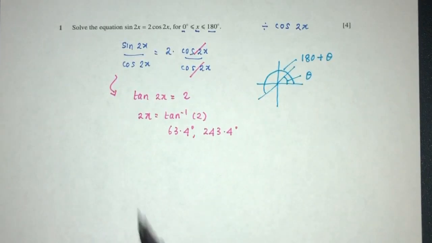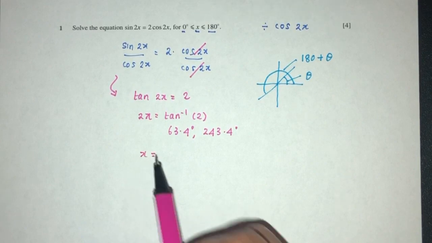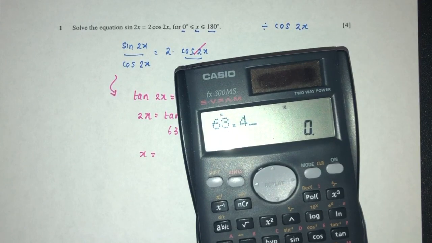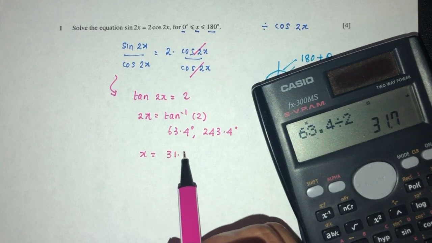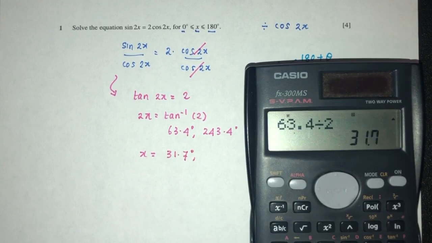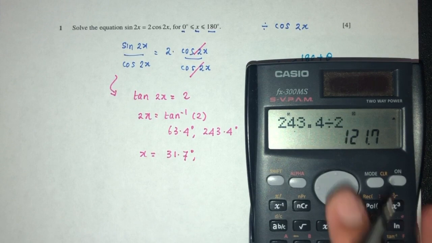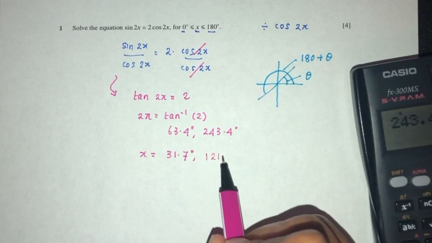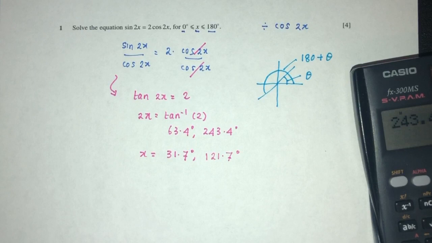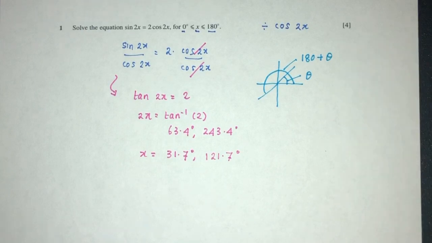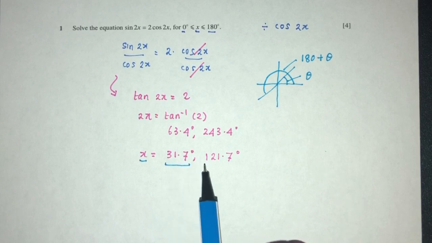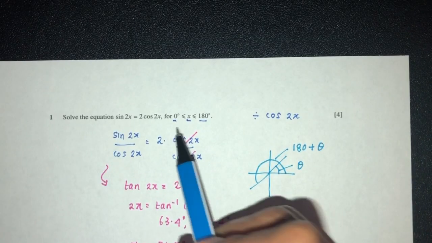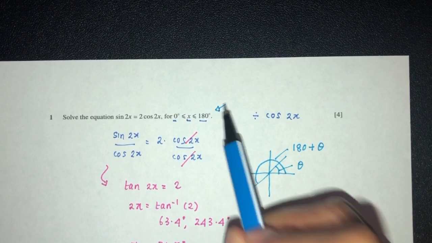So finally, we're supposed to find the value of x. x will be what? 63.4 divided by 2, that should be 31.7. And 243.4 divided by 2 should be 121.7. Okay, so that will be the answer for the value of x, as you can see, between the values of 0 and 180.